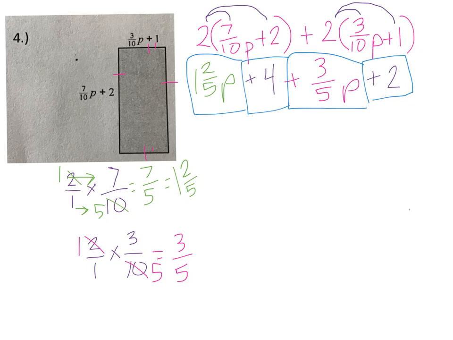Okay, so yes, I agree. Our P family, we're going to put those together. So 1 and 2/5 P plus 3/5 P. I love that they already have common denominators. Whoop, whoop. Yes. Love when that happens.